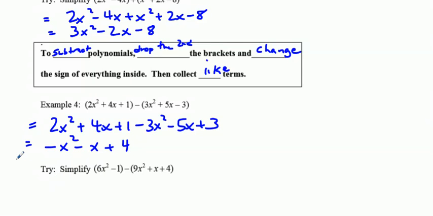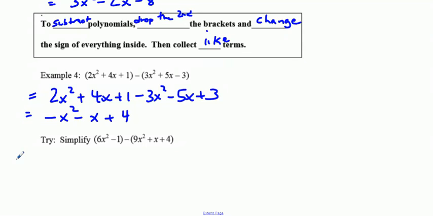You pause the video now and try the next one, please. So we're going to drop the first brackets without changing any signs, but then when we drop the brackets here, the sign in front of this is positive and then it becomes negative when we drop the brackets. This is going to be minus 9x squared minus x minus 4.